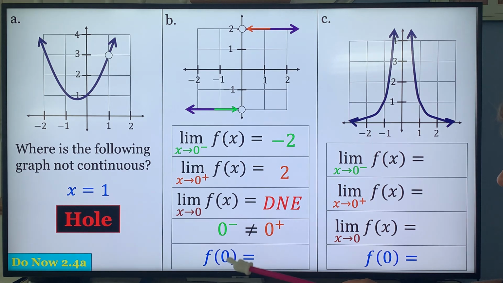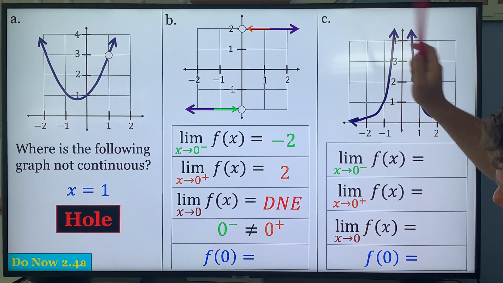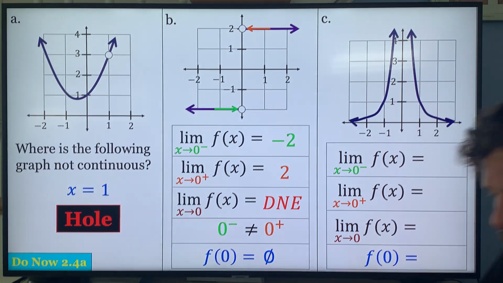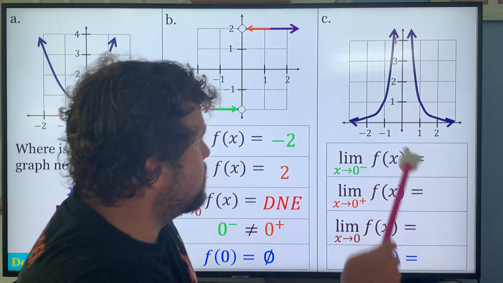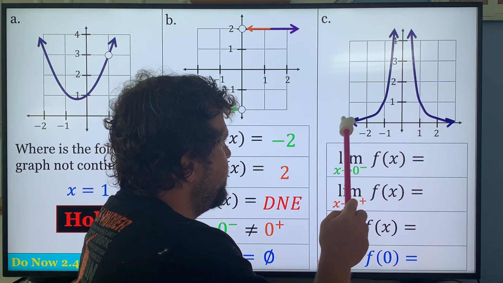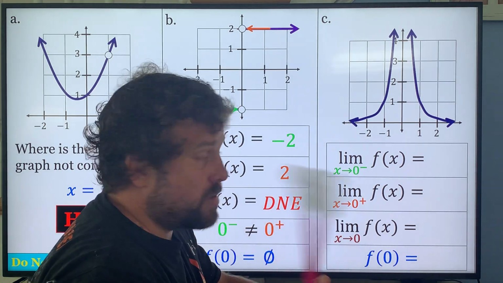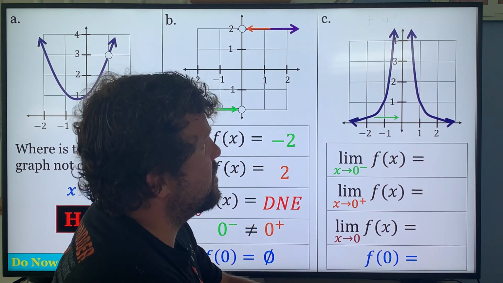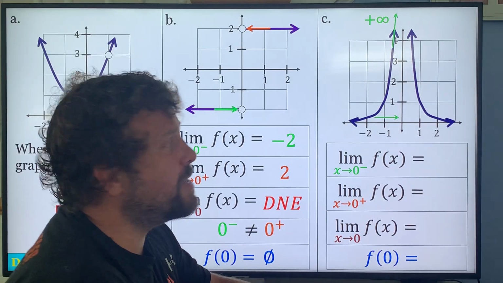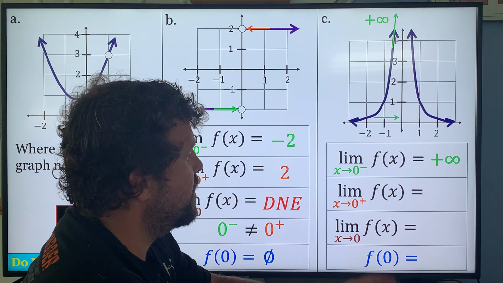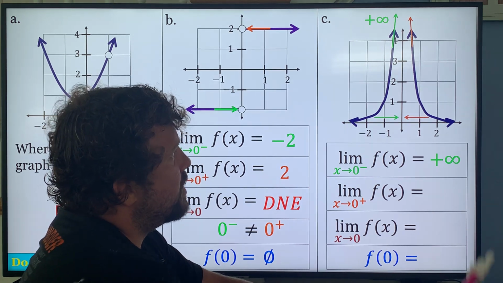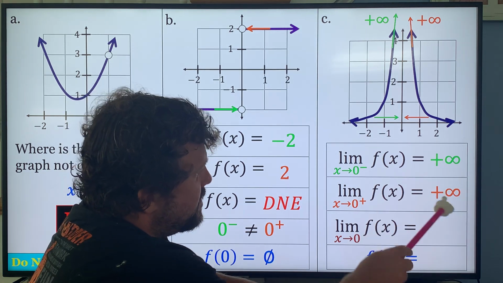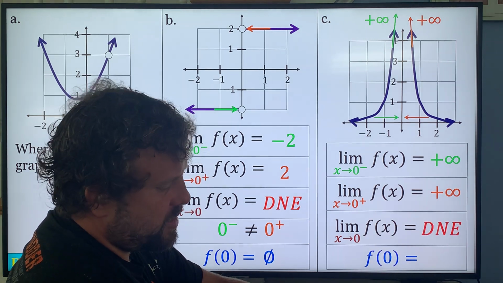What is actually f of 0? Where's their closed hole there? There is none, so it's undefined. That's not too terrible, right? Now, this is what we're going to be covering in a little bit. 0 from the negative: your graph's actually going to be shooting up, up, up in the air forever into negative or positive infinity. 0 from the positive: it actually shoots up in the air forever to positive infinity. Because this is unbounded behavior, the limit doesn't exist.